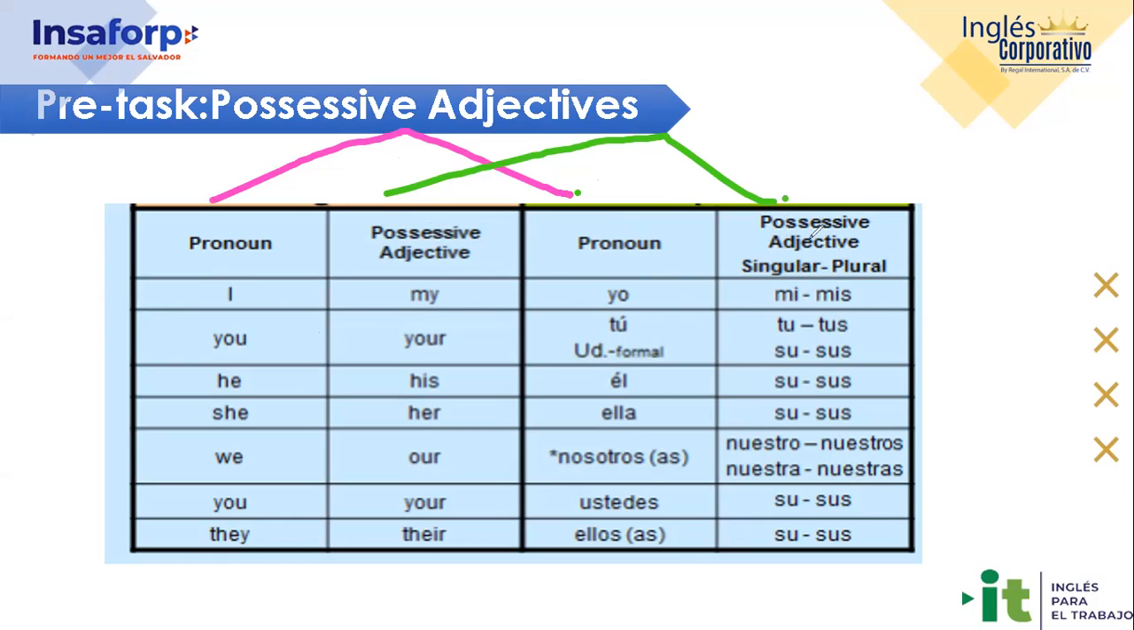What is the meaning? So possessive adjective have a singular and plural form. Entonces el possessive adjective tiene una forma singular o puede tener una forma plural dependiendo de cuántos sustantivos ustedes vayan a incorporar. Por ejemplo, puede decir mi libro o puede decir mis libros.